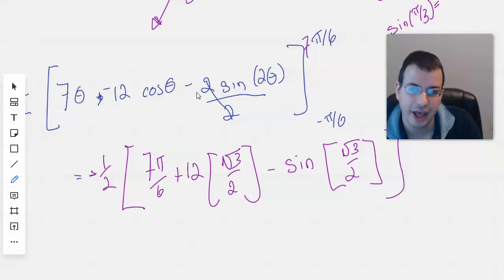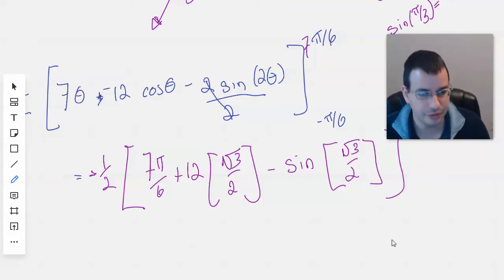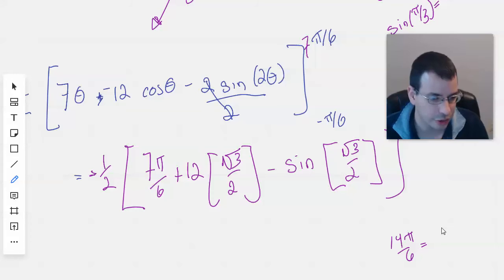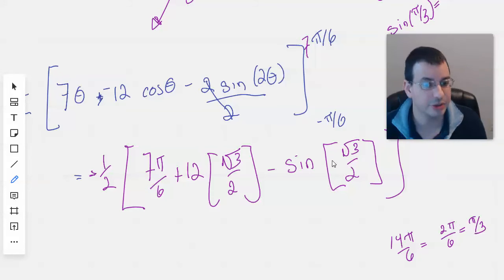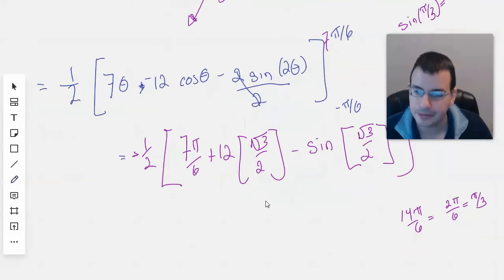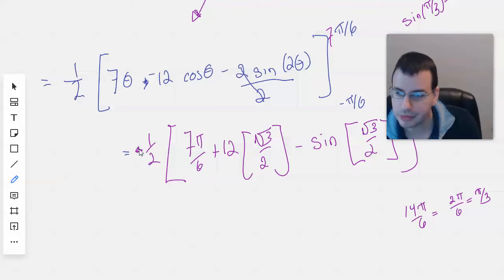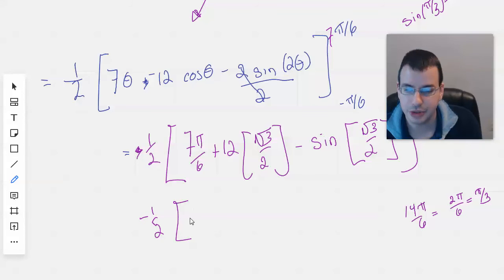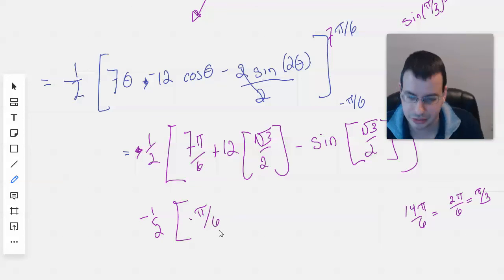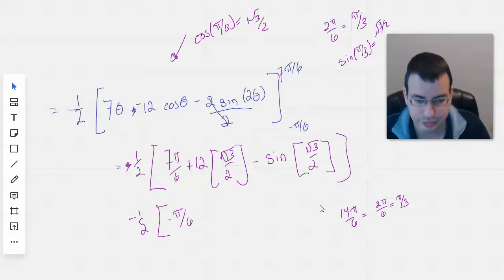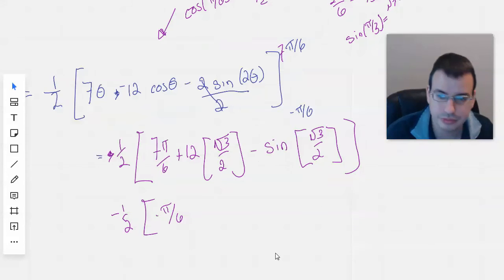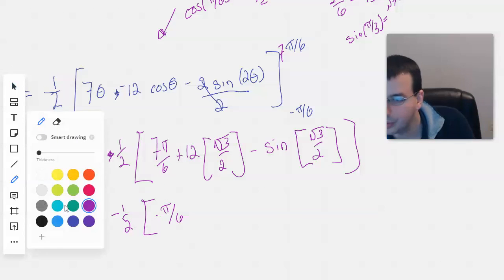And then we have sine of 2, so it would be 14 pi over 6, which we can take out 12 there. So it's 2 pi over 6, which is pi over 3. So that one stays the same, okay? Minus 1/2. And then this would be negative pi over 6.